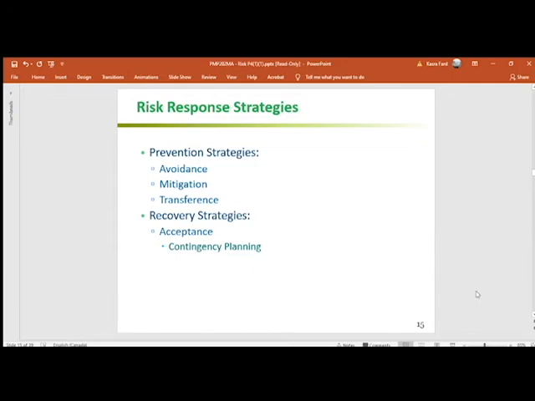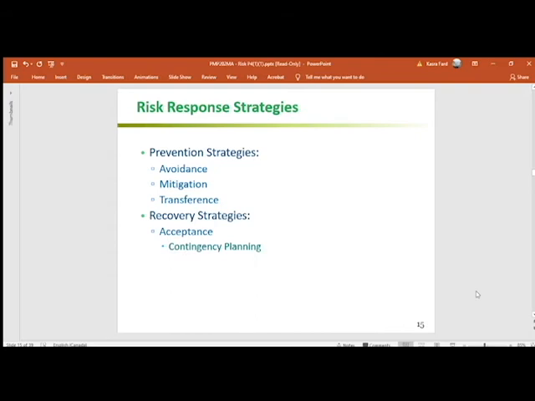With transferring, we may have a secondary risk, because now what happens if the outsourcer goes out of business? That's a new risk to us. That's a secondary risk that will happen because of the transferring. So we need to be cognizant of all these residual and secondary risks that could happen after we have employed one or multiple of these strategies.